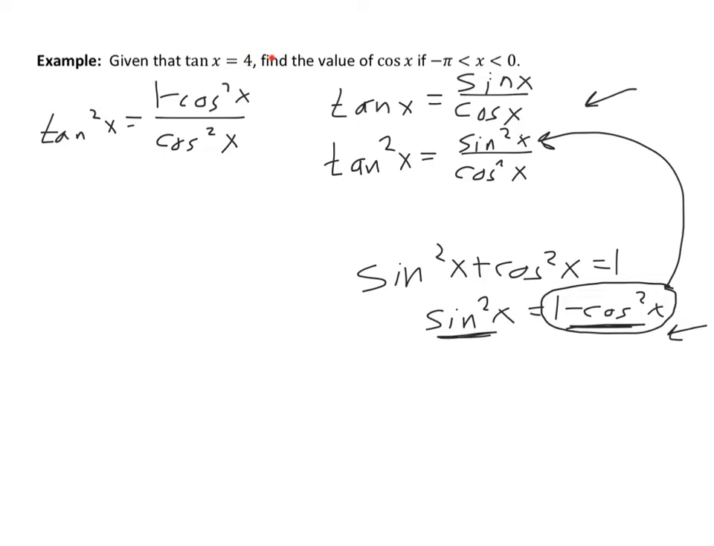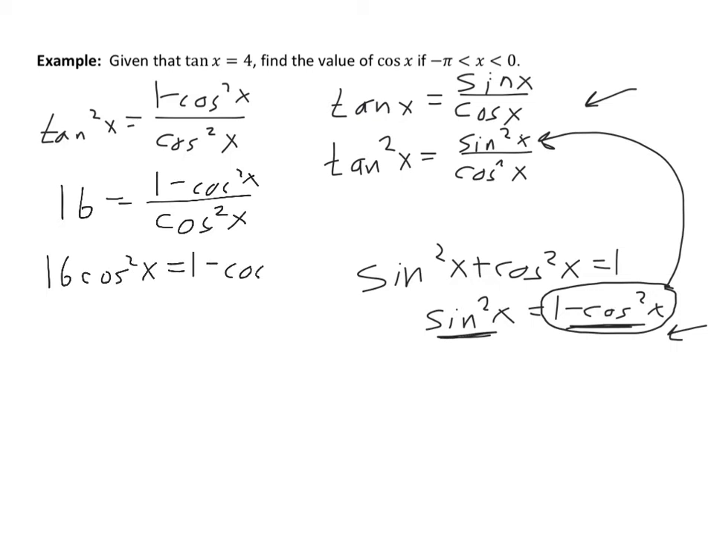So now if I just take this value of 4 for tangent and plug it in, I'm going to wind up with 16 equals 1 minus cosine squared x over cosine squared x. And at this point, we're pretty close. I really just need to work through and solve for this thing, right? I need to solve for cosine x. So I'm going to multiply my cosine squared x over. This is 16 cosine squared x equals 1 minus cosine squared x.